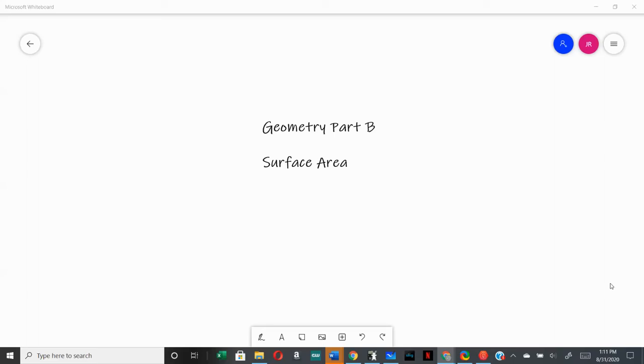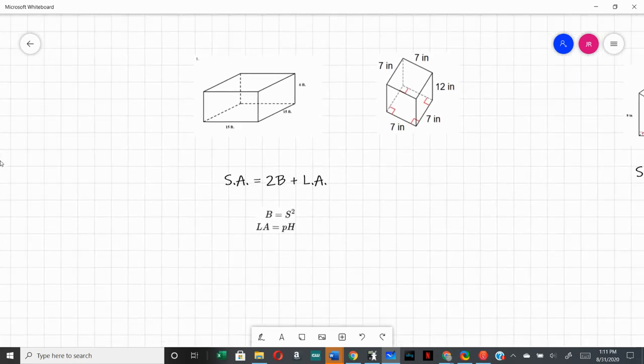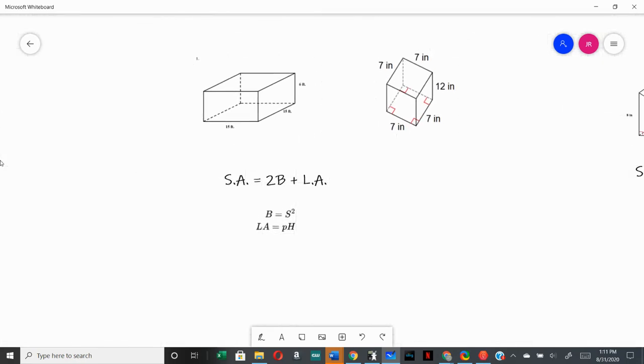This is Mr. Ray. We're looking in Geometry Part B, and we're going to talk about surface area. I'm going to go over some similar questions to the ones in the assignment to help you out so you can get through the lesson. So here is our first example. This is like number one. So here is number one right here, and here is the summary example.